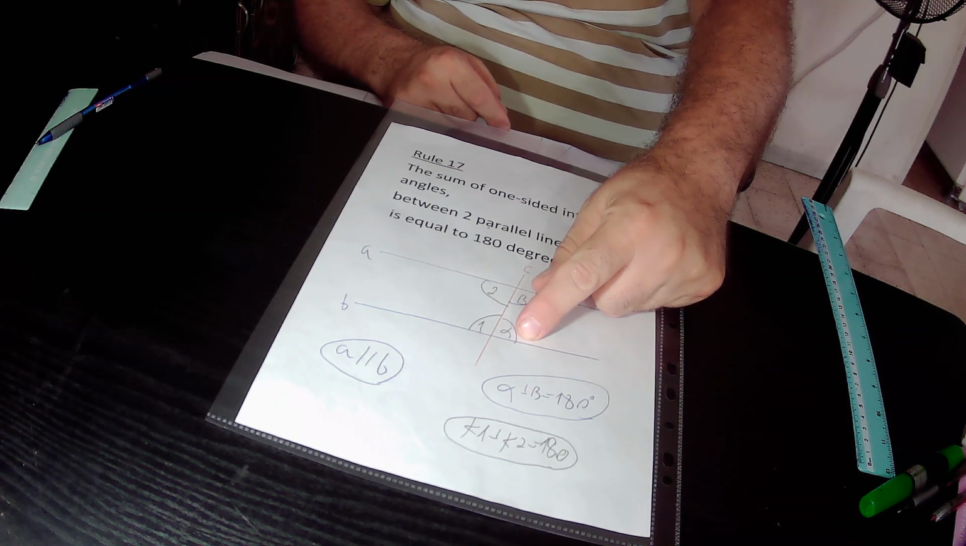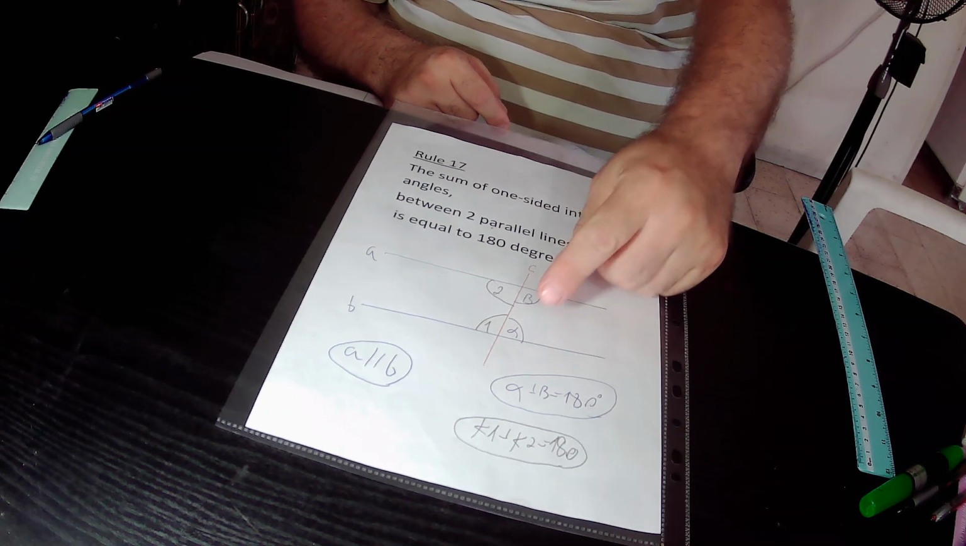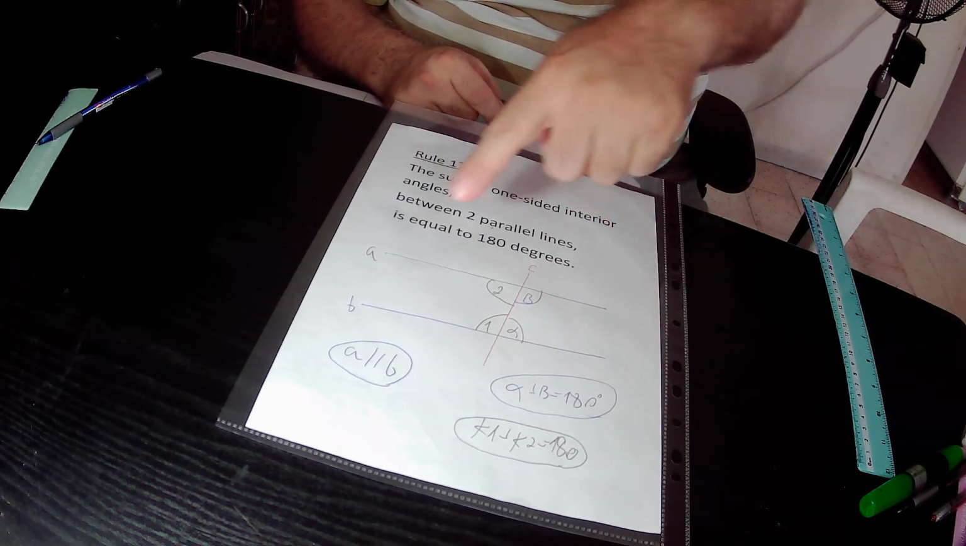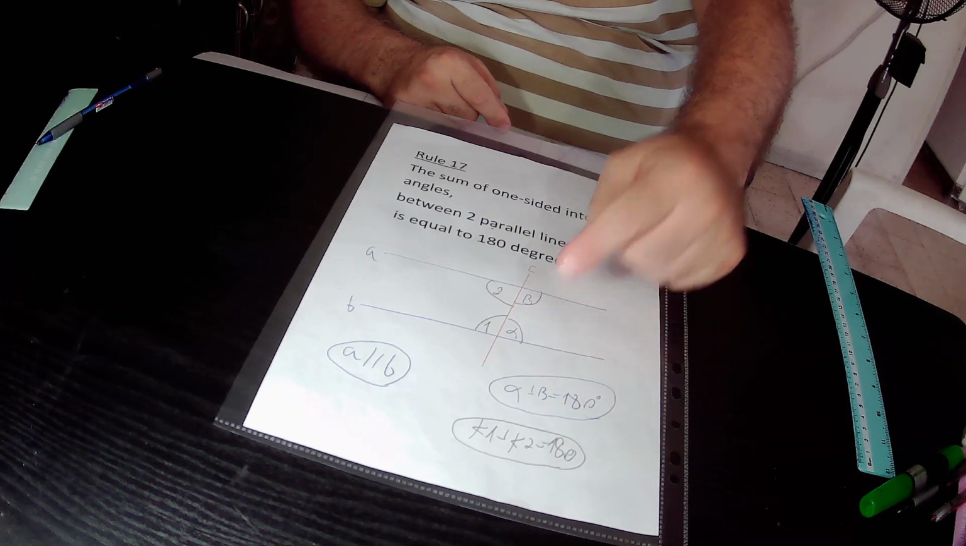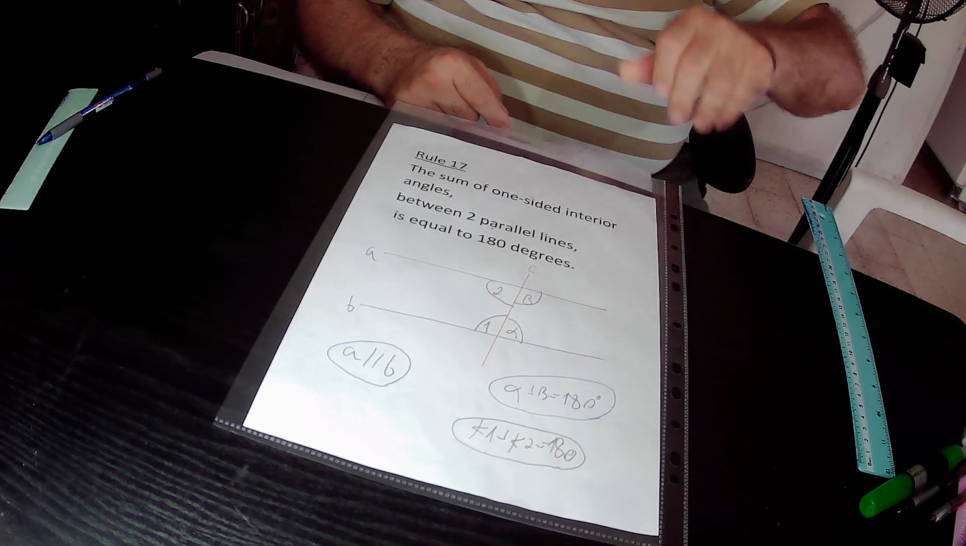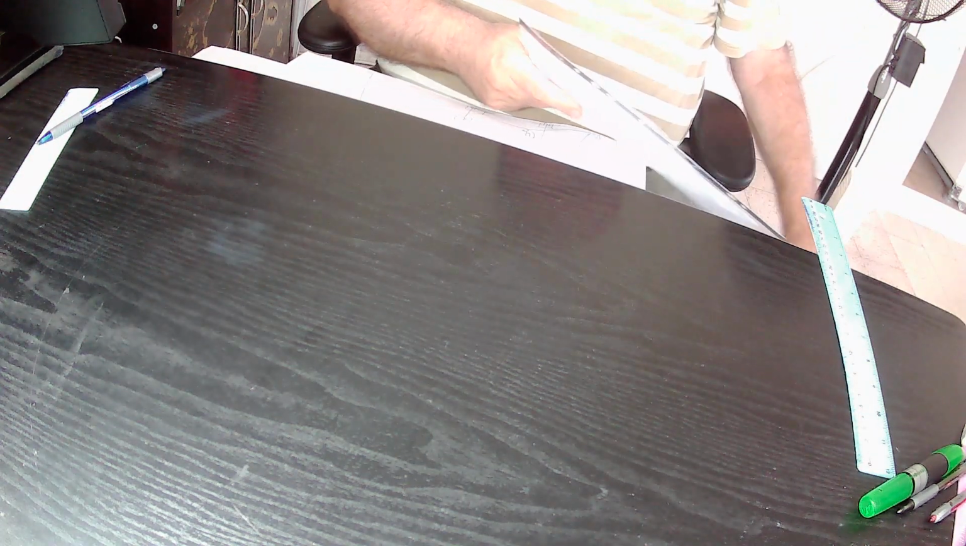And because those two one-sided interior angles alpha and beta are located between the parallel lines A and B, the sum of those two one-sided interior angles must be equal to 180 degrees. That is to say, alpha plus beta is equal to 180 degrees. So we can actually implement rule 17 in our drawing.